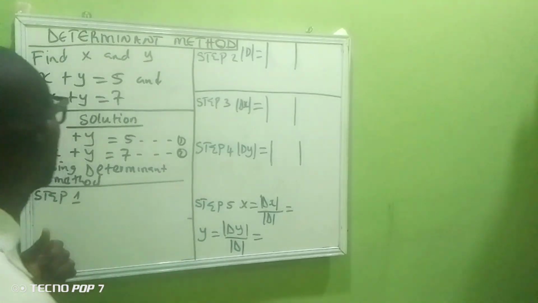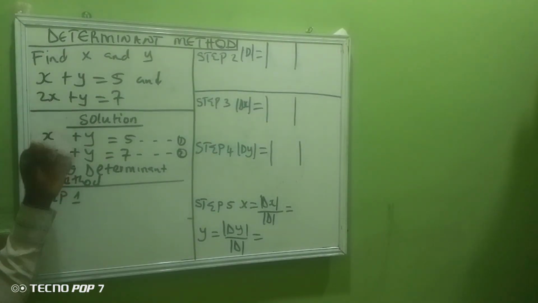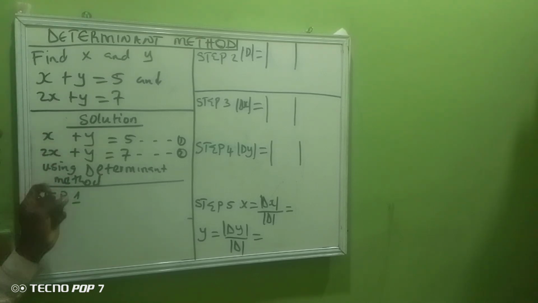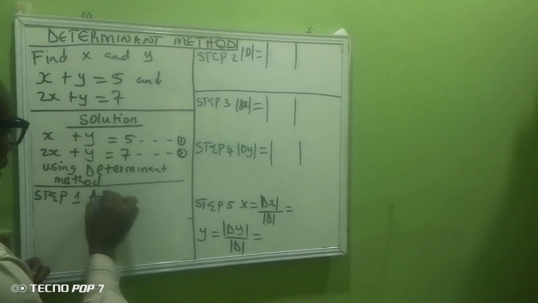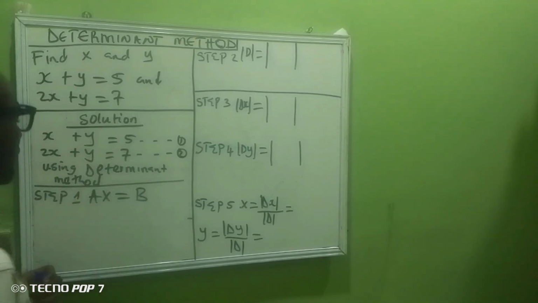Let's go. First of all, we are going to solve this simultaneous equation using the determinant method. There are other methods, which are elimination, substitution, graphical method, and Cramer's method. So now what we are going to do is use AX equals B.